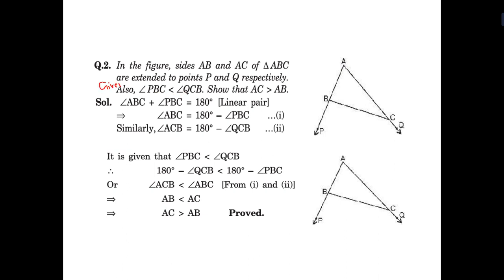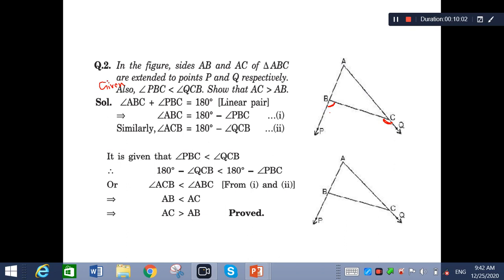So PBC is less than QCB, so that AC is greater than AB. That is what we have to prove, given PBC less than QCB.